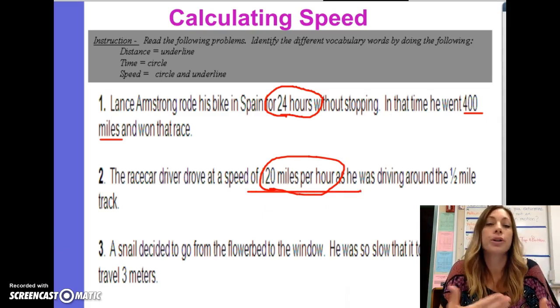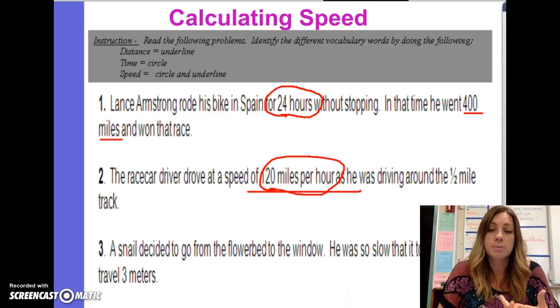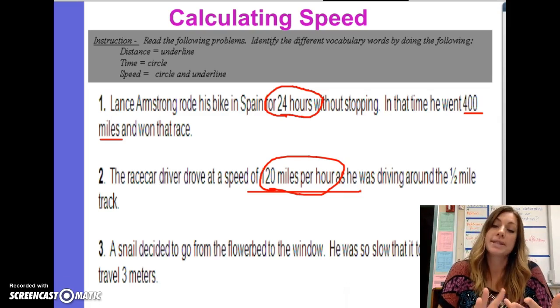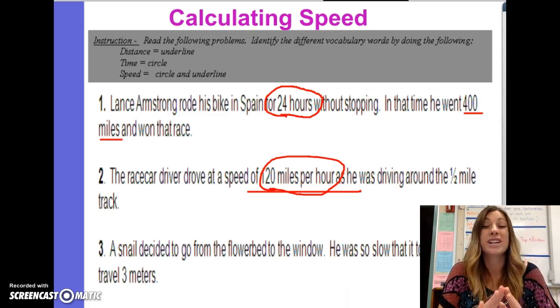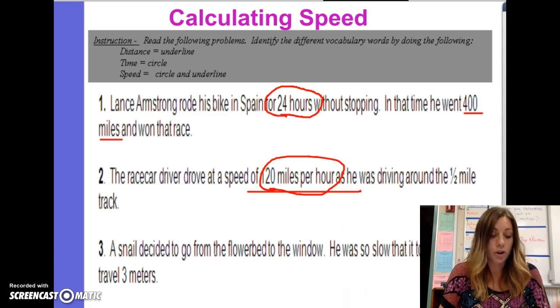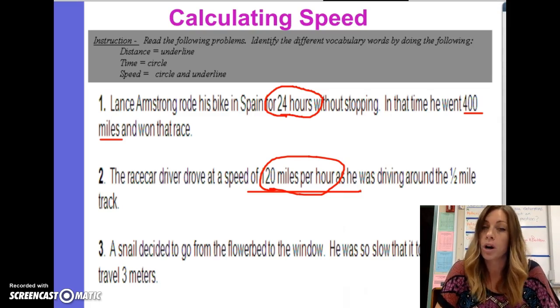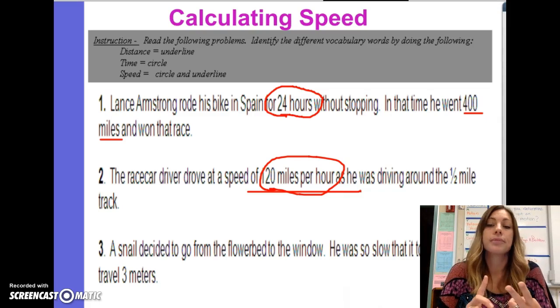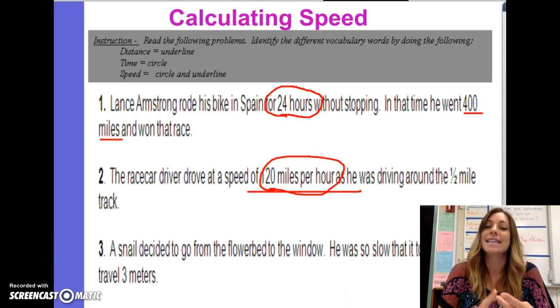In these problems, all you're doing is identifying what's the speed, what's the time, and what's the distance. You're not calculating anything until you get to the bottom of this paper. So for questions 1, 2, 3, and 4, just circle the times, underline the distances, and if you get to a speed, do both because speed is both distance and time. You're on your own for the rest. Please read the instructions to finish.